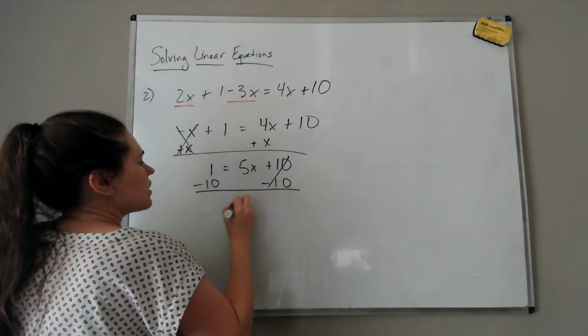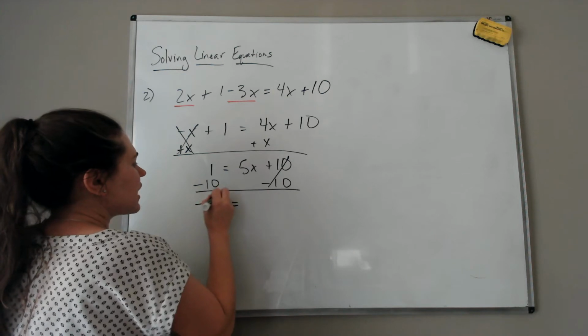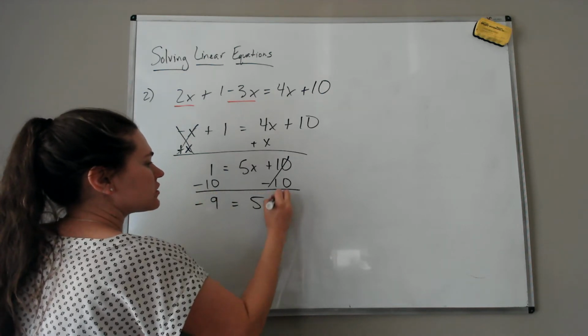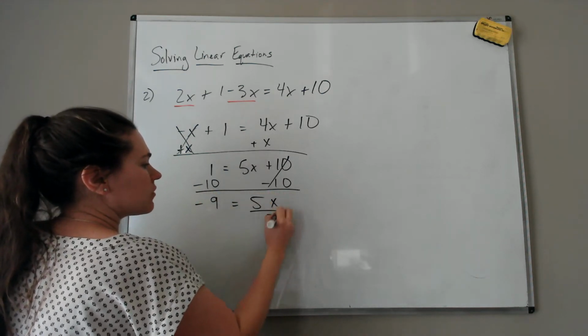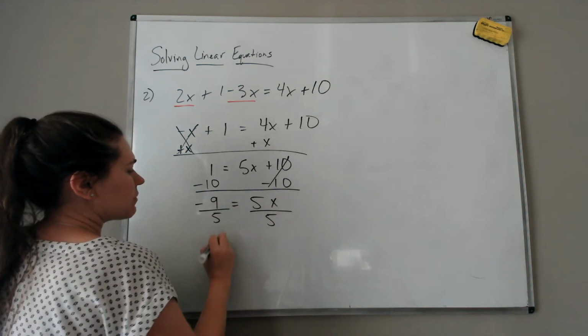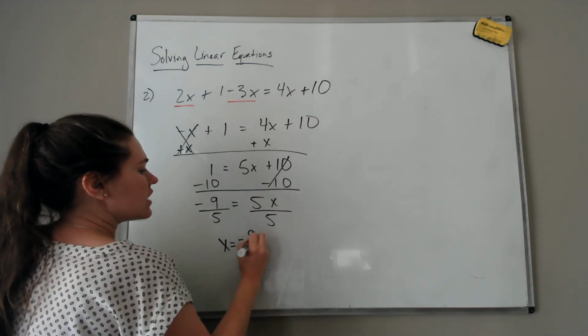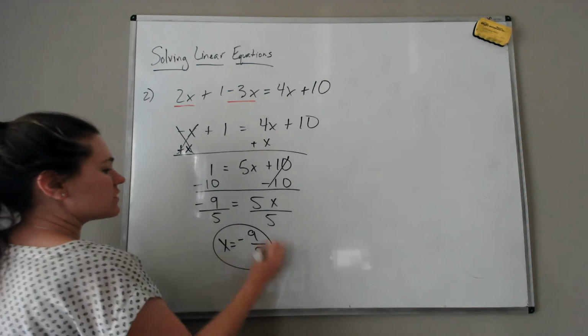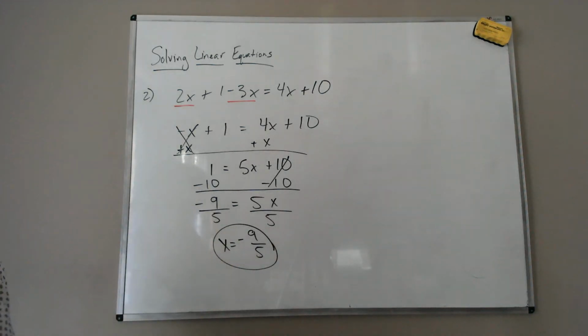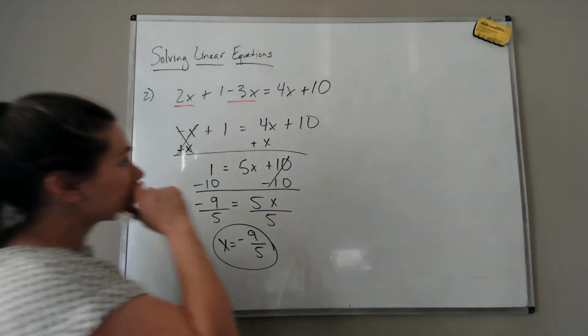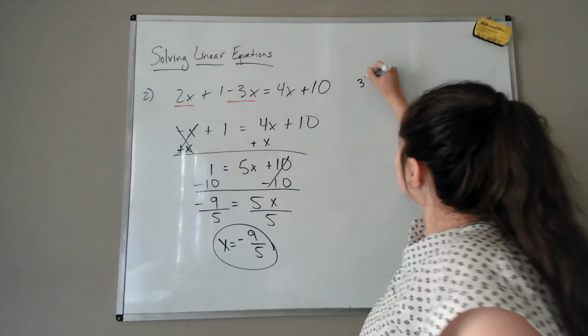So that's going to give me 1 minus 10, that's going to give me negative 9 equals 5x. To get x by itself, we have to divide by 5, so x equals negative 9/5, and you don't have to write it as a decimal, you could just leave it as a fraction. X equals negative 9/5.